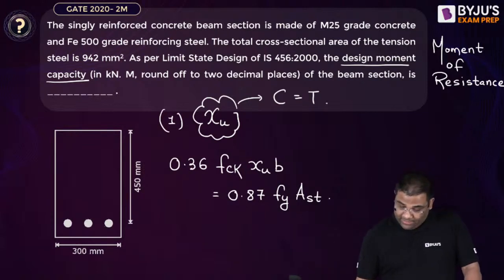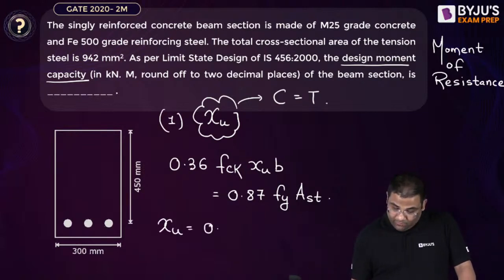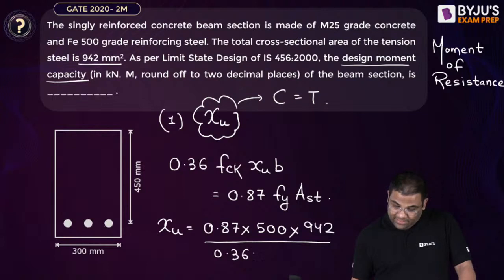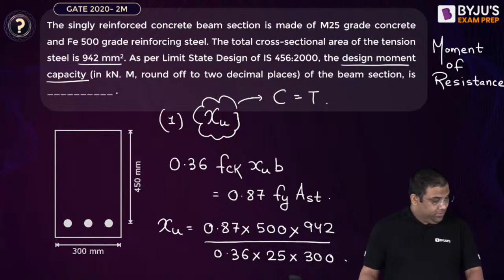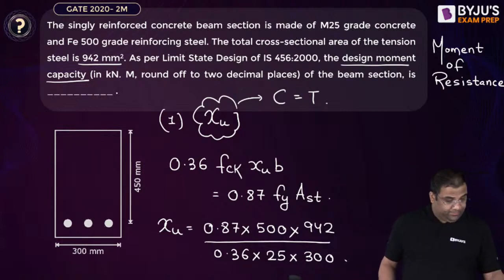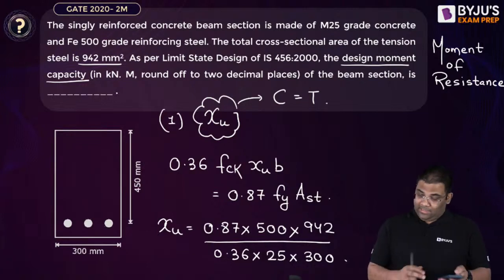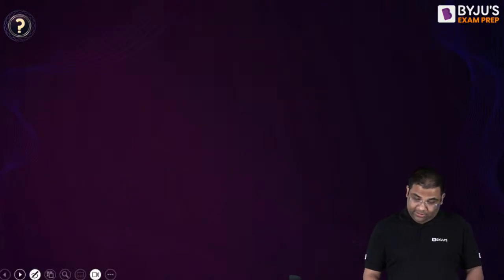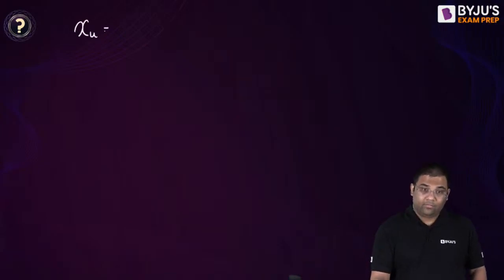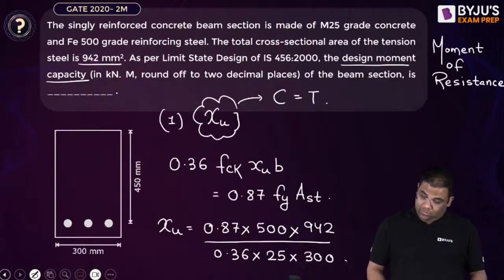So from here, I can find out XU. XU is how much? 0.87 FY is 500 AST. AST is given 942, divided by 0.36 FCK, where FCK is 25, and B is given 300, the width of the beam. So tell me, what is the answer X you are getting? Hey, so large value, you should not get that large value.